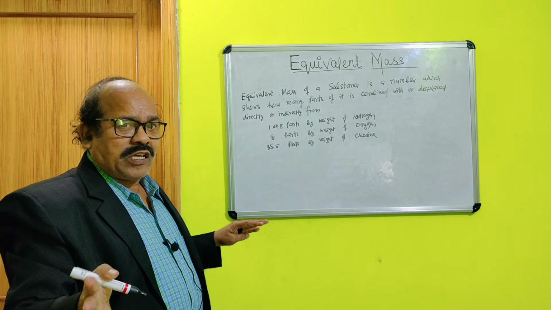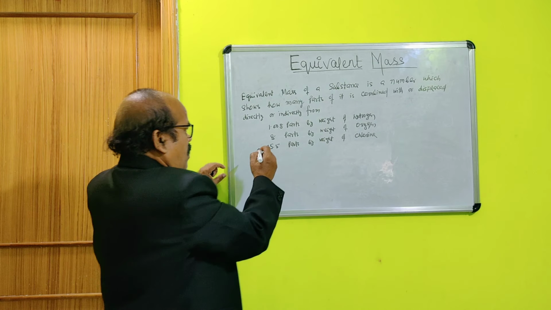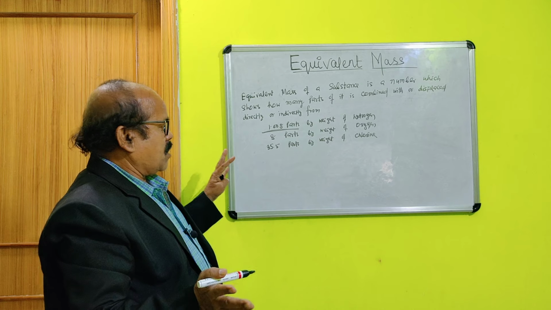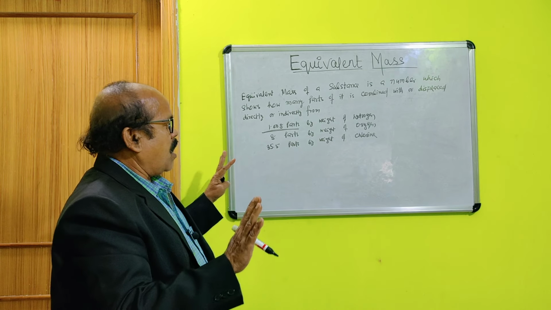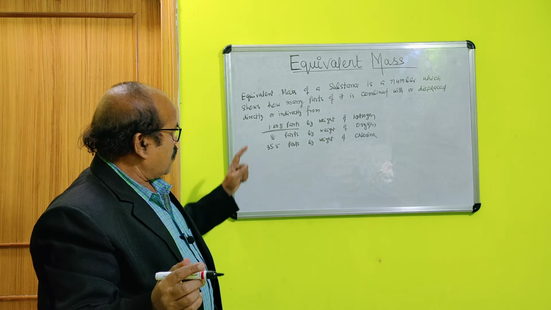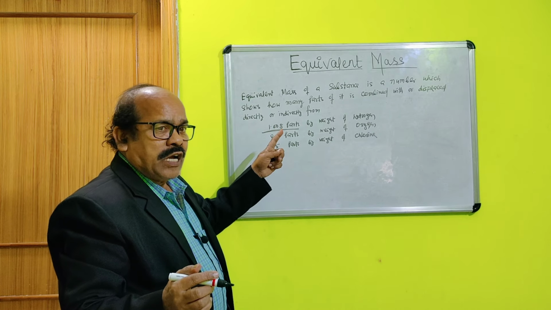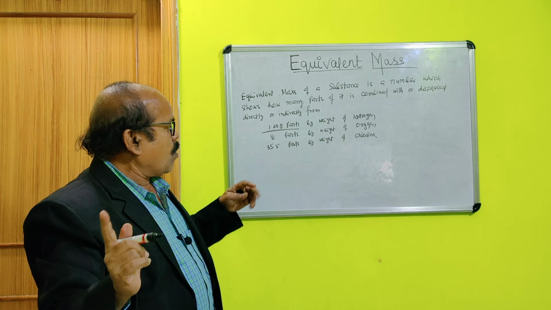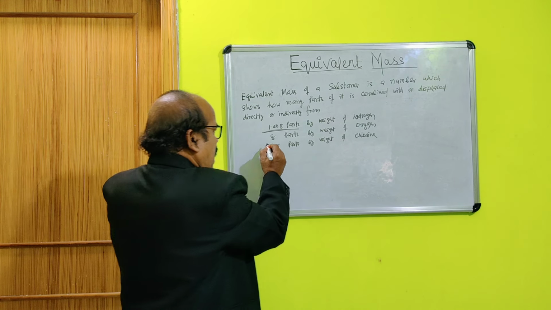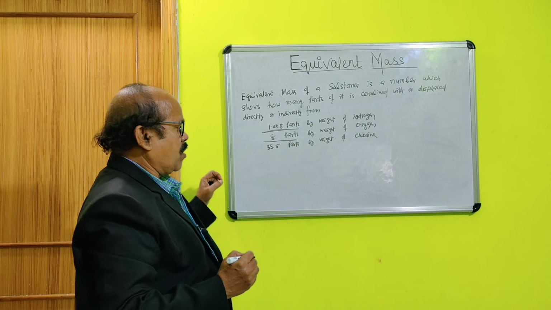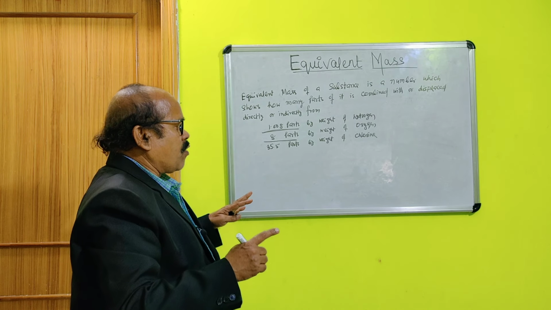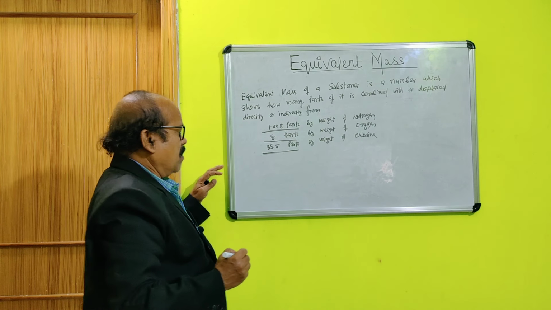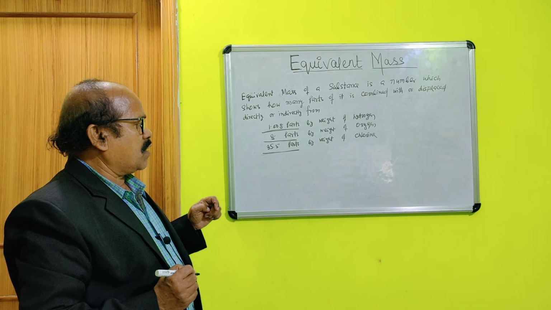If in any reaction hydrogen is there, you have to see how many parts of hydrogen is displaced or combined, and you have to find out for 1.008 parts how many parts of the metal is required. That will give its equivalent mass. Similarly, 8 parts by weight of oxygen is required if in any equation oxygen is there. Similarly for chlorine, 35.5 parts by weight of chlorine.